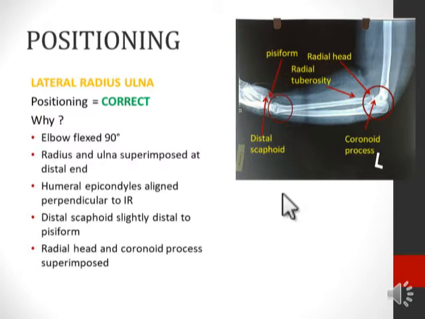Why? I say so because elbow is flexed 90 degrees, radius and ulna superimposed at distal end, humeral epicondyles align perpendicular to the IR, distal scaphoid slightly distal to pisiform, and lastly, radial head and coronoid process are seen superimposed with each other.